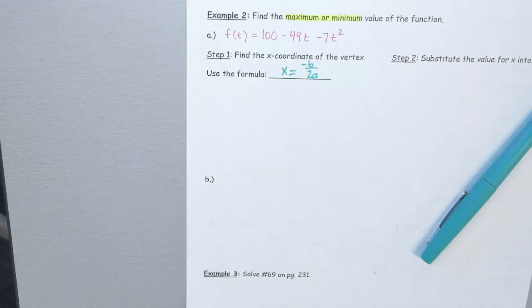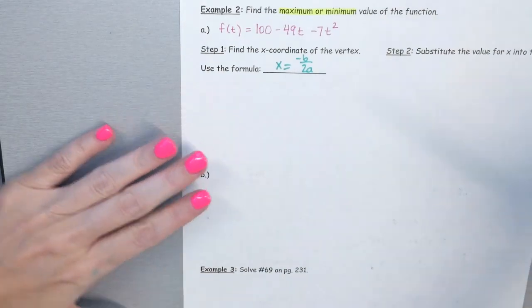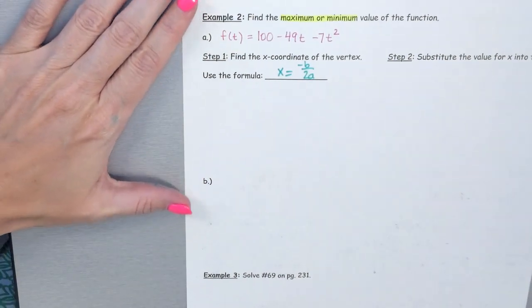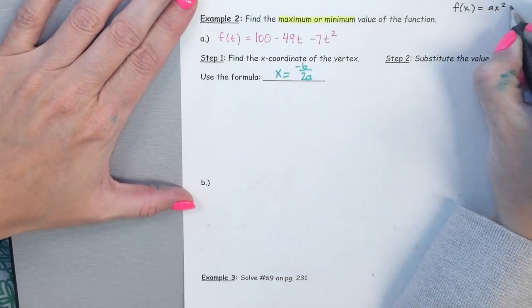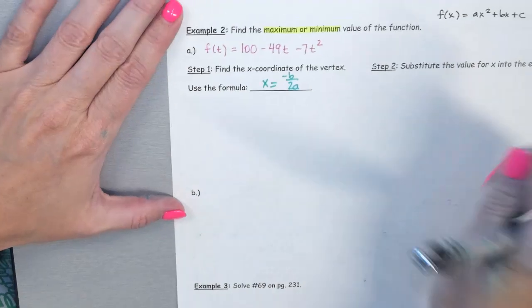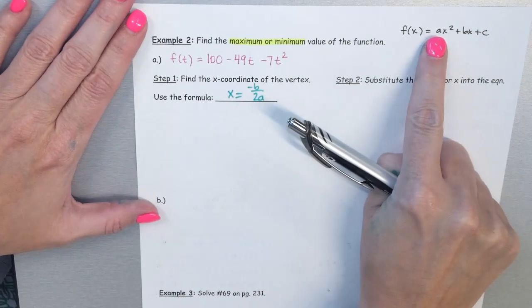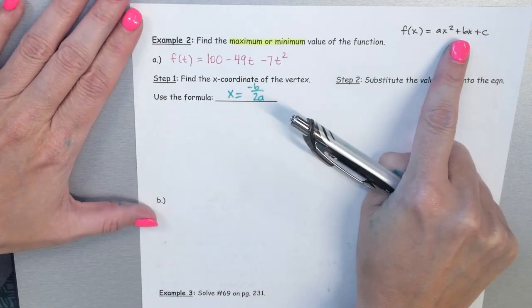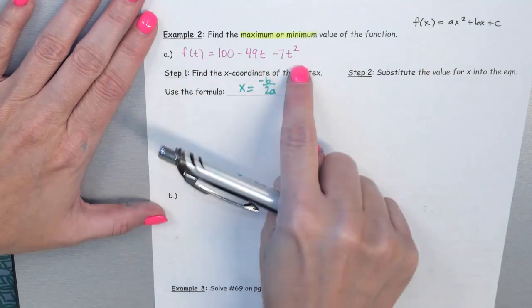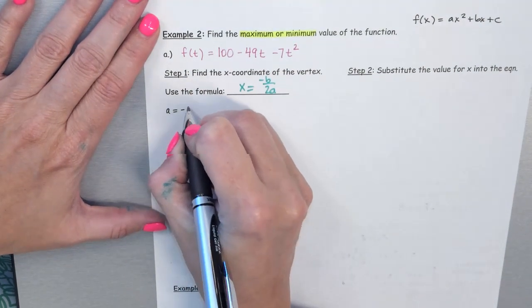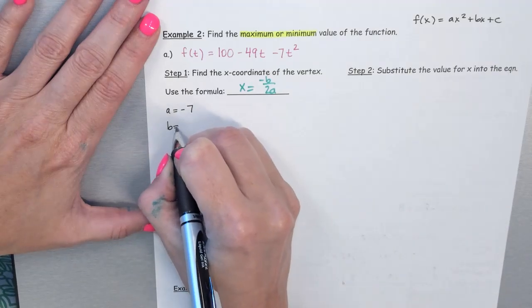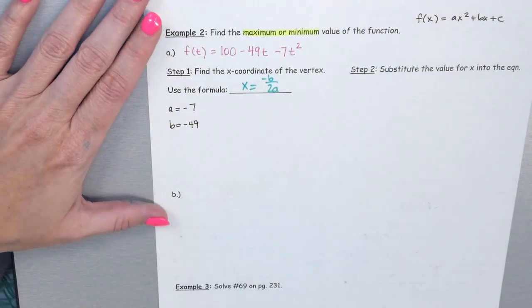Okay, do you guys have questions about how to find the a value or the b value? Remember that in standard form, you'd have f of x equals ax squared plus bx plus c. So the a value is always in front of x squared. The b value is always in front of x. This is just written in backwards form. So your a value is -7, your b value is -49.